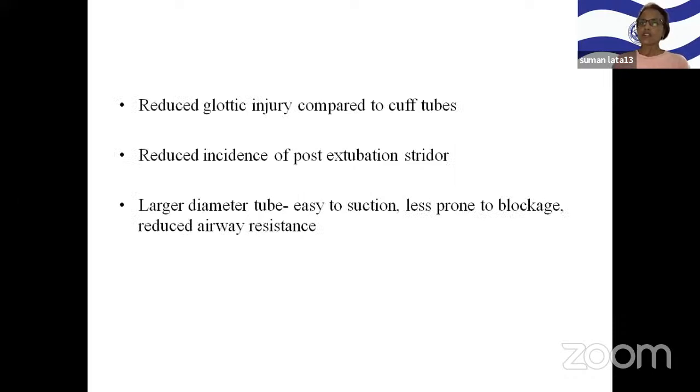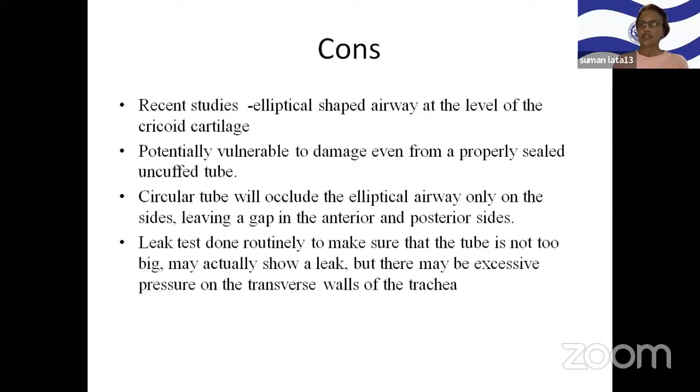So it reduces the glottic injury compared to the cuffed tube, reduces the incidence of post-extubation stridor, and with the larger diameter it is easy for suction, less prone to blockage, and reduces airway resistance. But in recent studies, after all the newer investigations, the pediatric airway is said to be an elliptical-shaped airway at the level of the cricoid cartilage, potentially vulnerable to damage even from a properly sealed uncuffed tube.